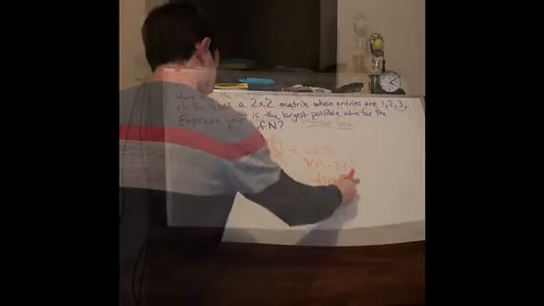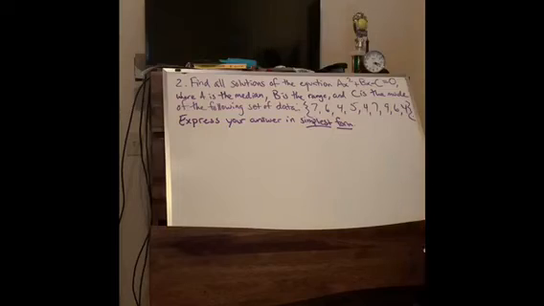Alright, so number 2. Find out solutions of the equation ax squared plus bx minus c equals 0, where a is the median, b is the range, and c is the mode of the following set of data. 7, 6, 4, 5, 4, 7, 9, 6, 4. Express your answer in simplest form.